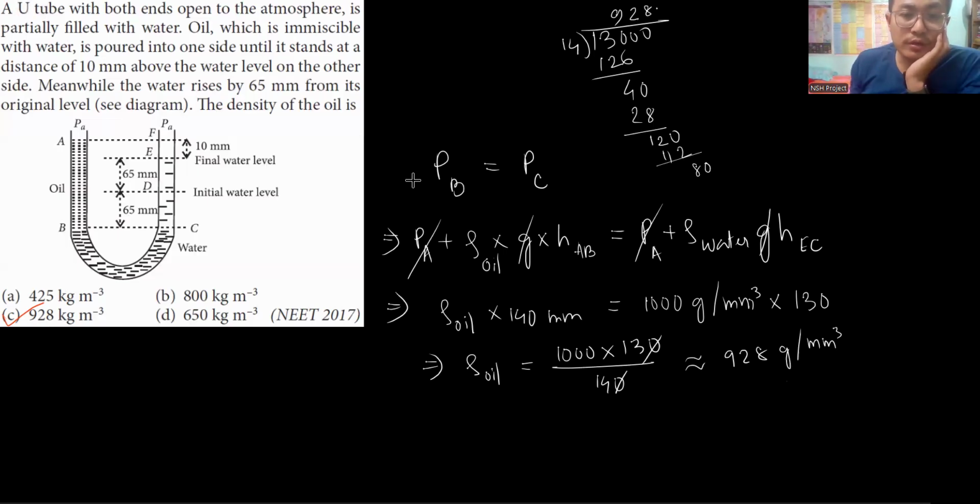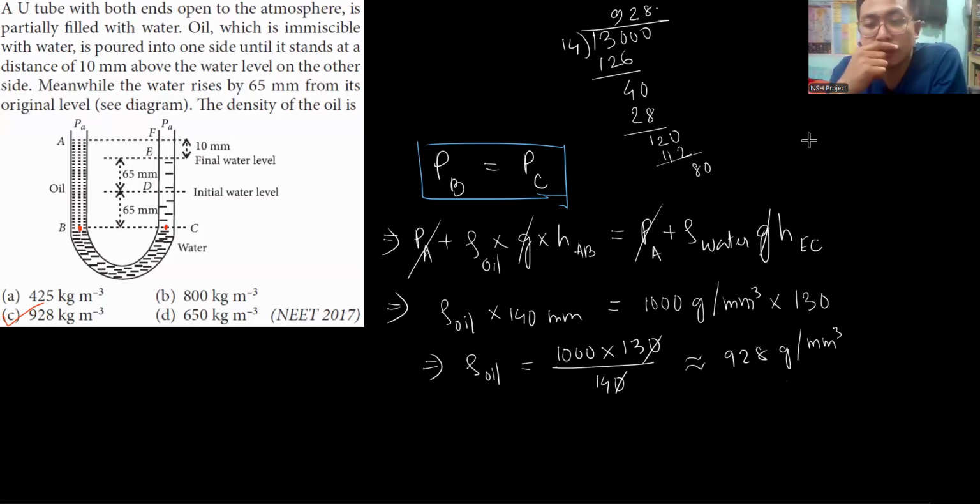The pressure is the same height, the pressure at B and pressure at C are on the same line, so my height is 65 plus 65 plus 10 over, so then only 65 plus 65 over.